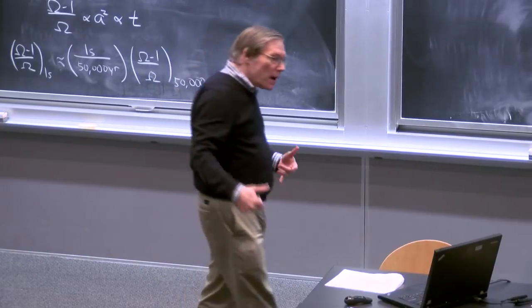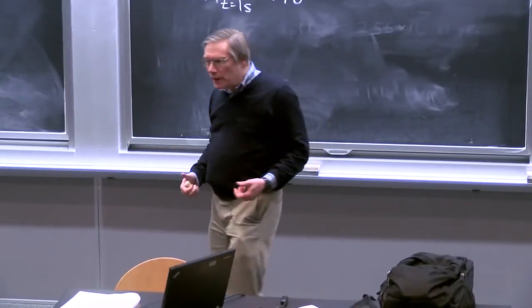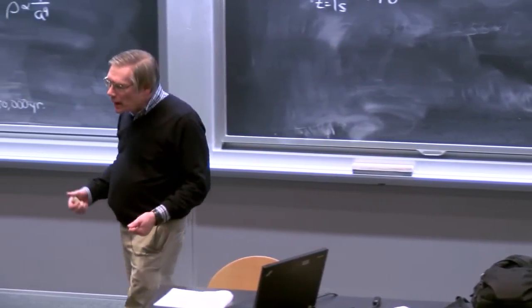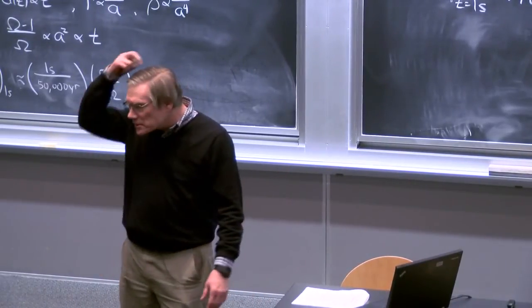And the reason that's a problem is that we don't know any physics whatever that forces omega to be equal to 1. Yet somehow omega apparently has chosen to be 1 to an accuracy of 18 decimal places.